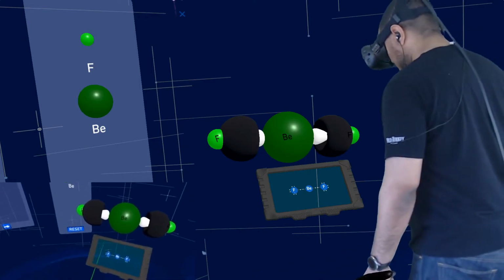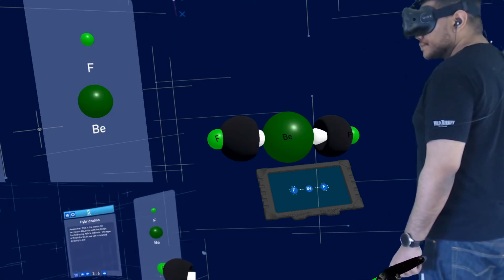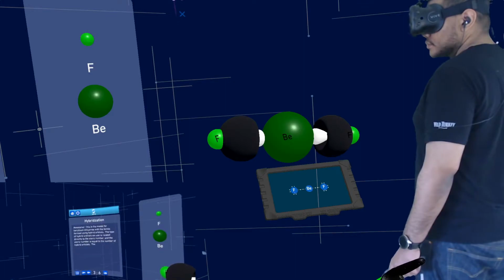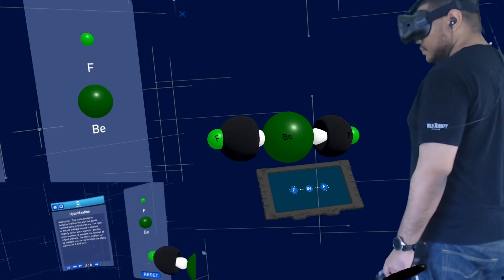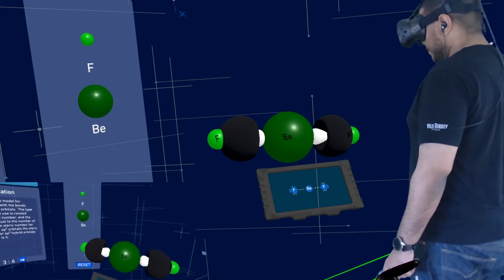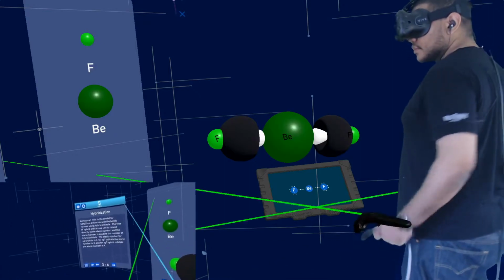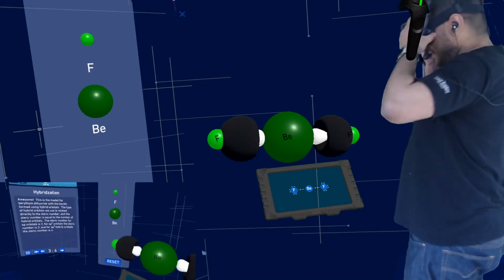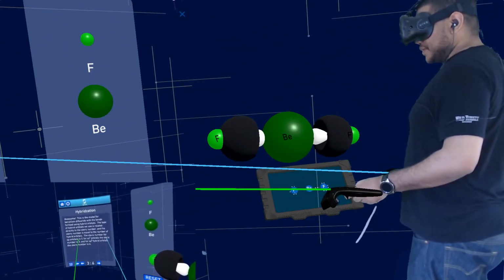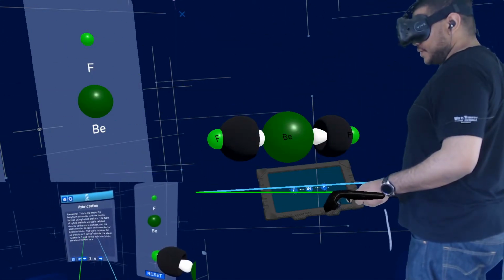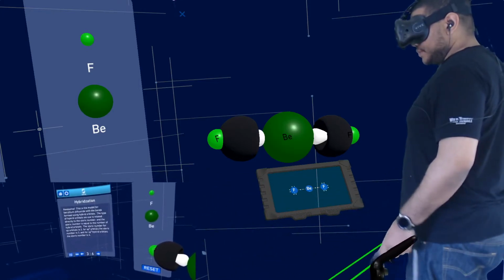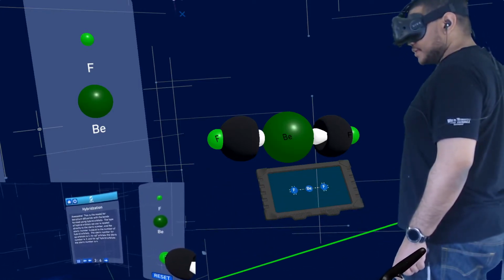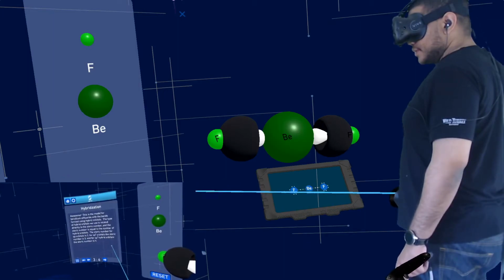Awesome! This is the model for beryllium difluoride with the bonds formed using hybrid orbitals. The type of hybrid orbitals we use is related directly to the steric number, and the steric number is equal to the number of hybrid orbitals. The steric number for sp orbitals is 2. For sp2 orbitals, the steric number is 3, and for sp3 hybrid orbitals, the steric number is 4.